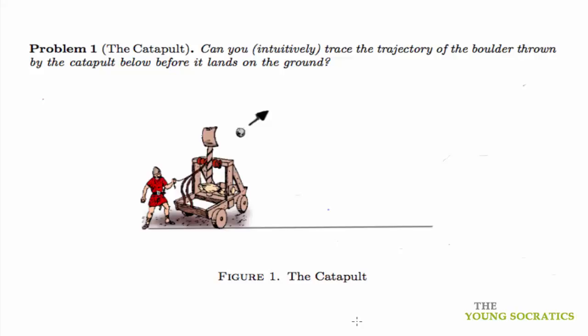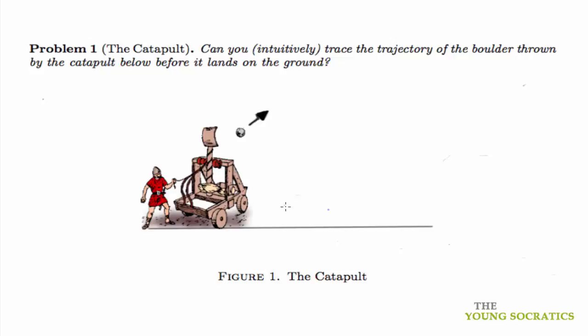Problem 1. The catapult. Can you intuitively trace the trajectory of the boulder thrown by the catapult below before it lands on the ground? Now, if we knew about projectile motion, this would have been a piece of cake. But we don't know because we haven't studied projectile motion until now. So we'll use some intuitive arguments to trace the trajectory.